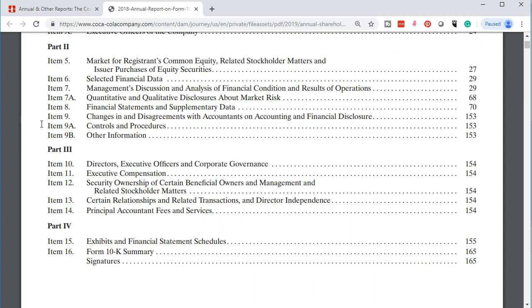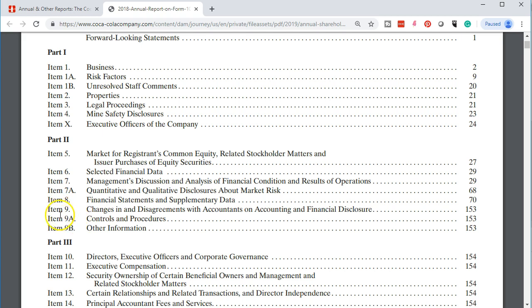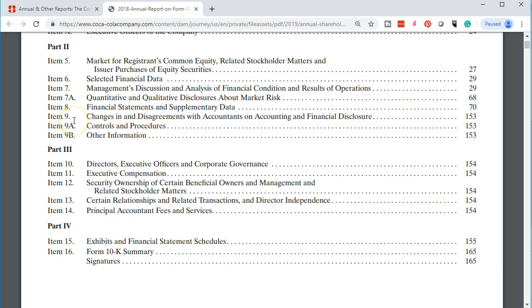Quantitative and qualitative disclosure about market risk, financial statements and supplementary data. This item is, of course, where we want to spend most of our time because we actually have the financial statements and supplementary data. So we're going to be jumping to item 8 after we go through the table of contents here. Changes in and disagreements with accountants on accounting and financial disclosure, controls and procedures, other information.